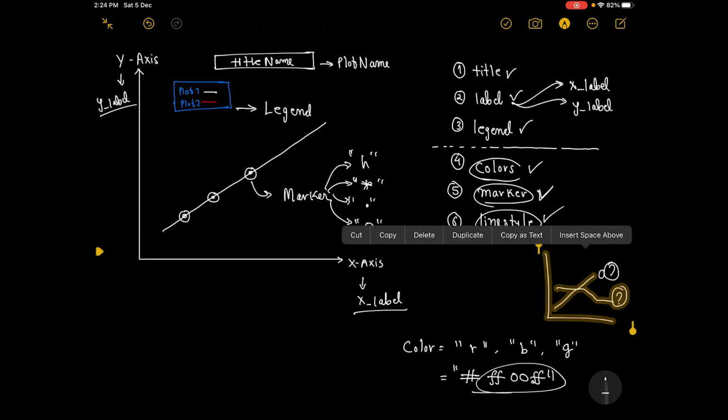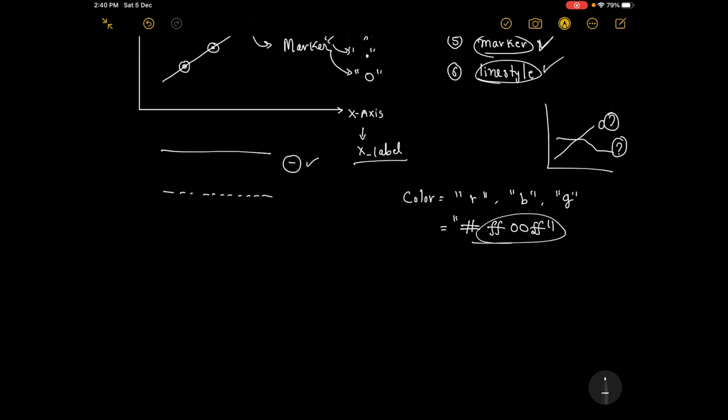Now let me talk about the line style. The line style can be of the dash type, or you can have the dotted type like this. So you just have to define line style and then define it something like this or like this.